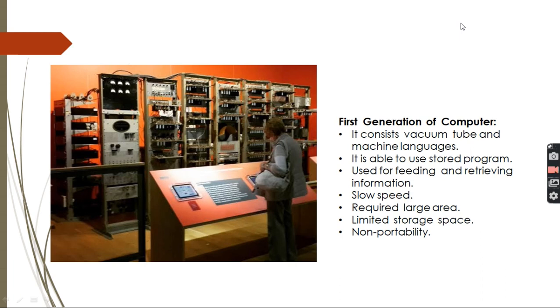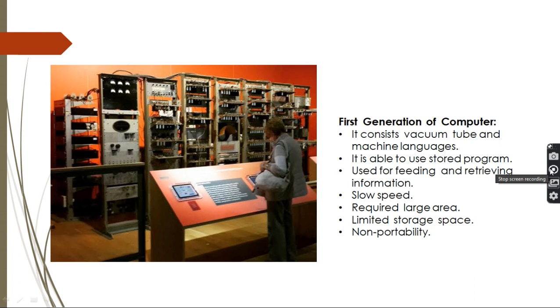So the main features of the first generation are: vacuum tube technology, unreliable, supported only machine languages, very costly, generated a lot of heat, slow input and output devices, huge size, need of AC, non-portable and consumed a lot of electricity. Some computers of this generation are ENIAC, EDVAC, UNIVAC, IBM 701 and IBM 650.